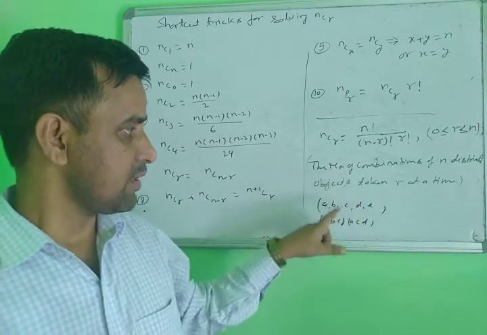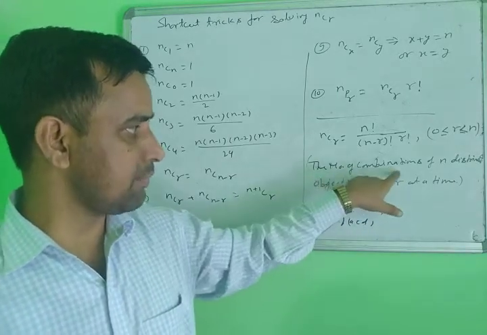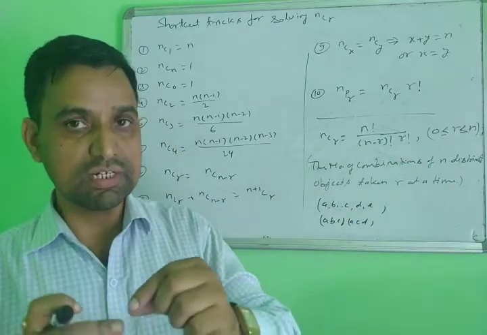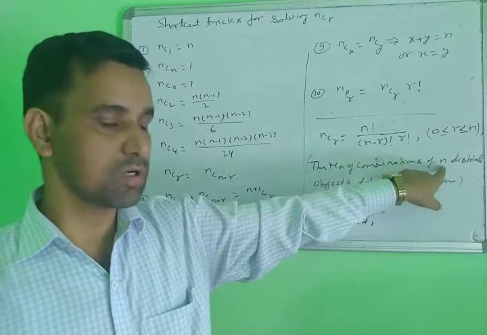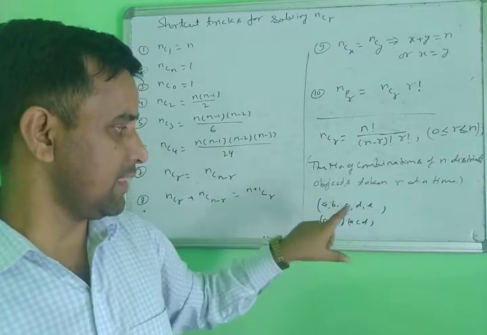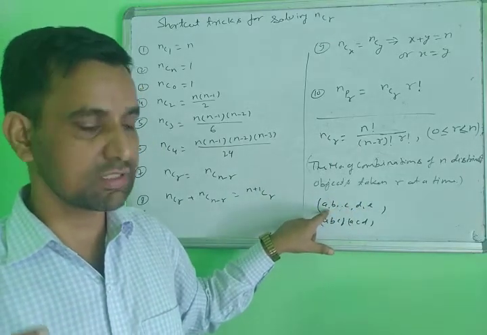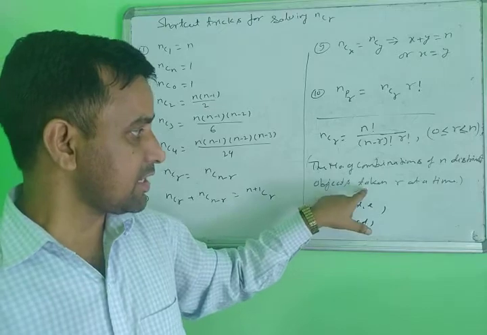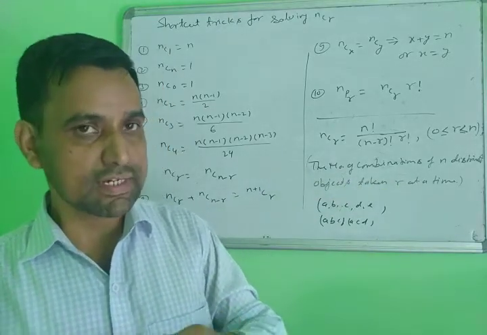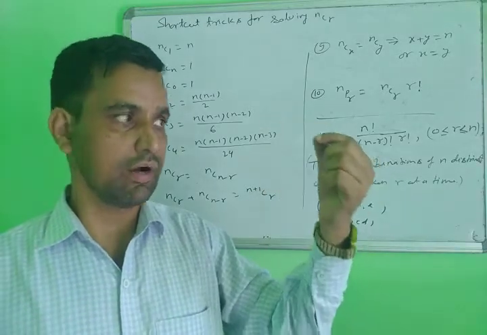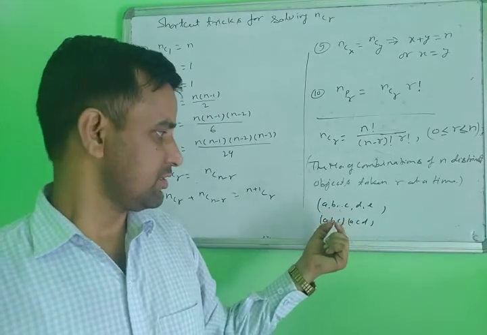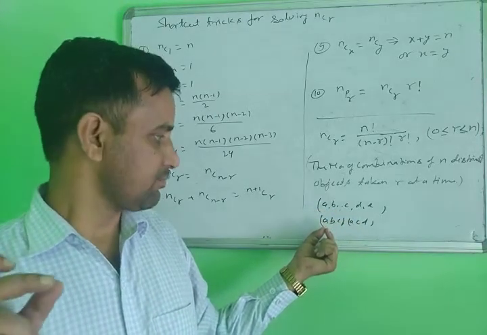This is called the combination of n distinct objects. N is the total number of different objects, meaning how many letters or how many digits you have. You may have 10 digits, 10 letters, anything. Then taken r at a time means how many digits or letters you are taking. If you have digits, you make a number; if you have letters, you make words.